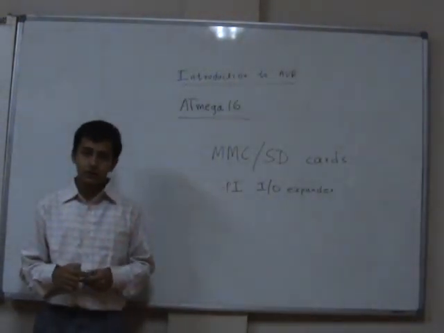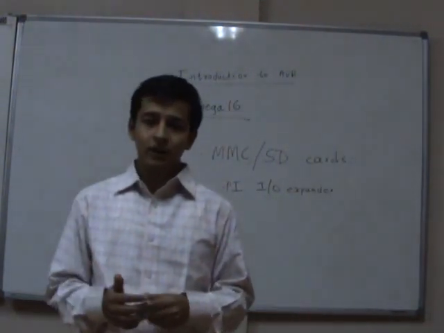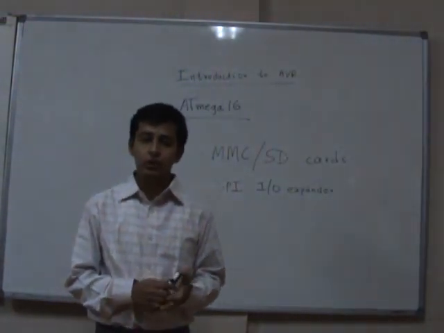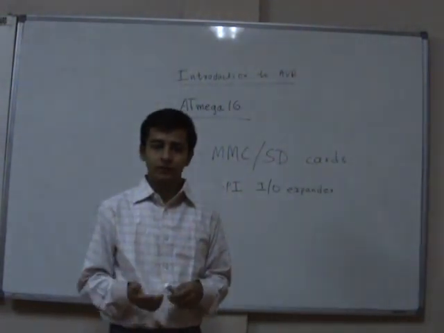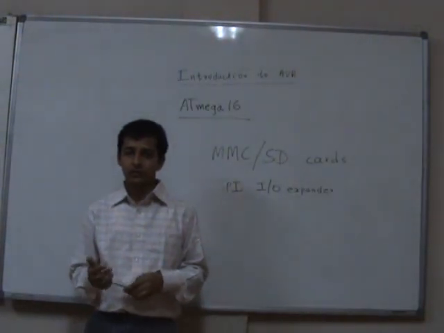Now the second thing, one of the most important things for robotics applications, is the analog to digital converter, because it reduces a great amount of hardware used for making infrared sensors. AVR has an on-chip 10-bit analog to digital converter with 8 channels.